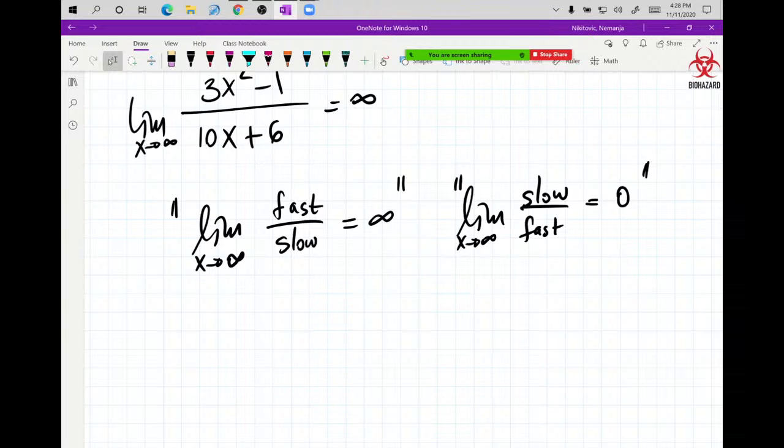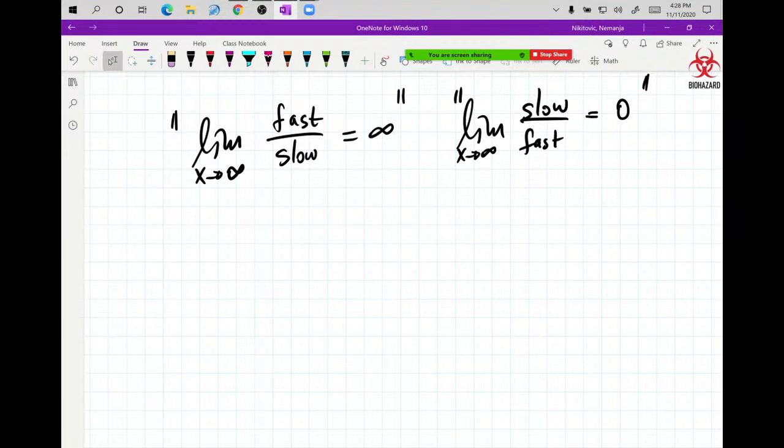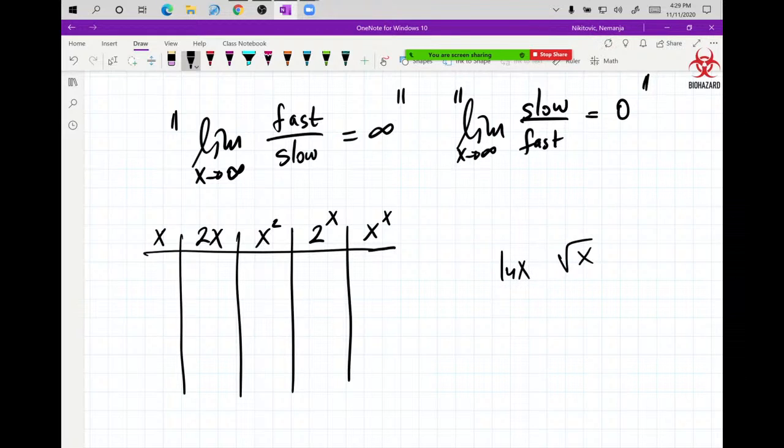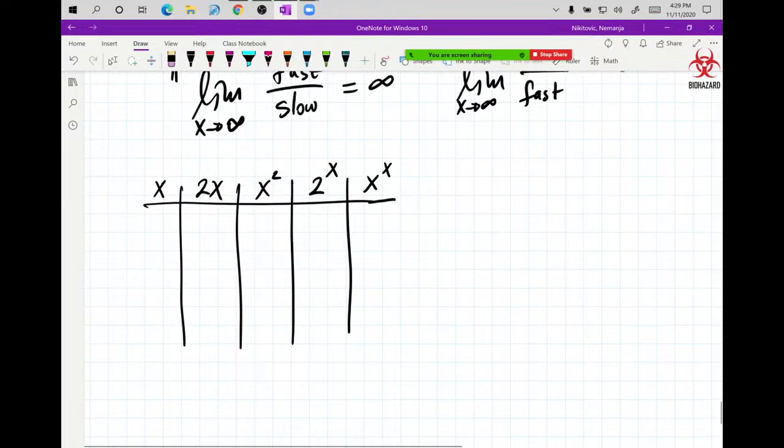So what does it mean, slow and fast and growth rates and all of that stuff? Well, here we go. All we need to do is compare the y values for the function x, for 2x, for x squared, for 2 to the x, and for what I call the boss function, x to the x. Prior to this, there is the square root of x and ln x, and those are the slow ones, but they will show in the theorem. I just want to give you what this means, slow, fast, and so on.